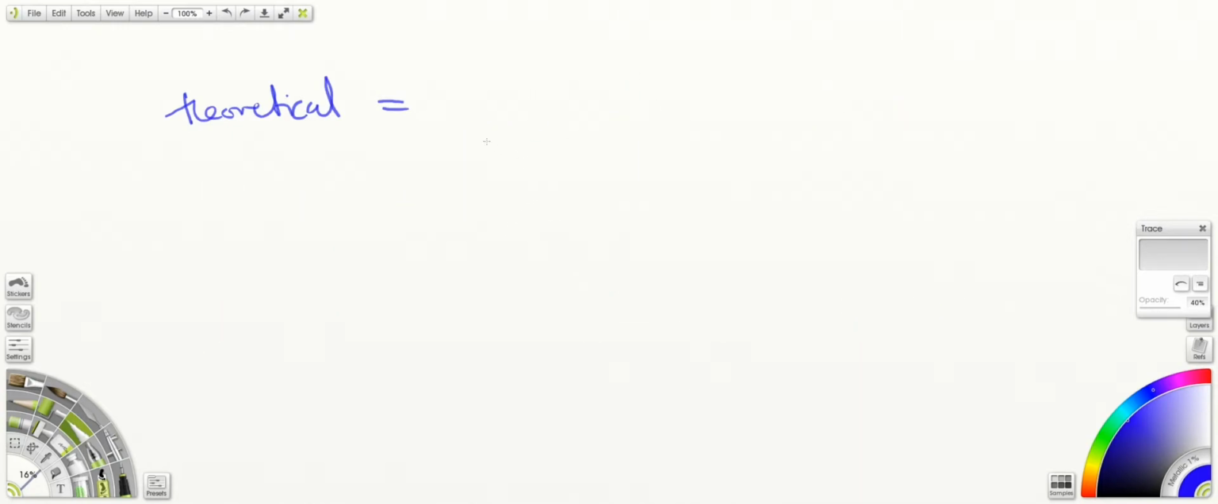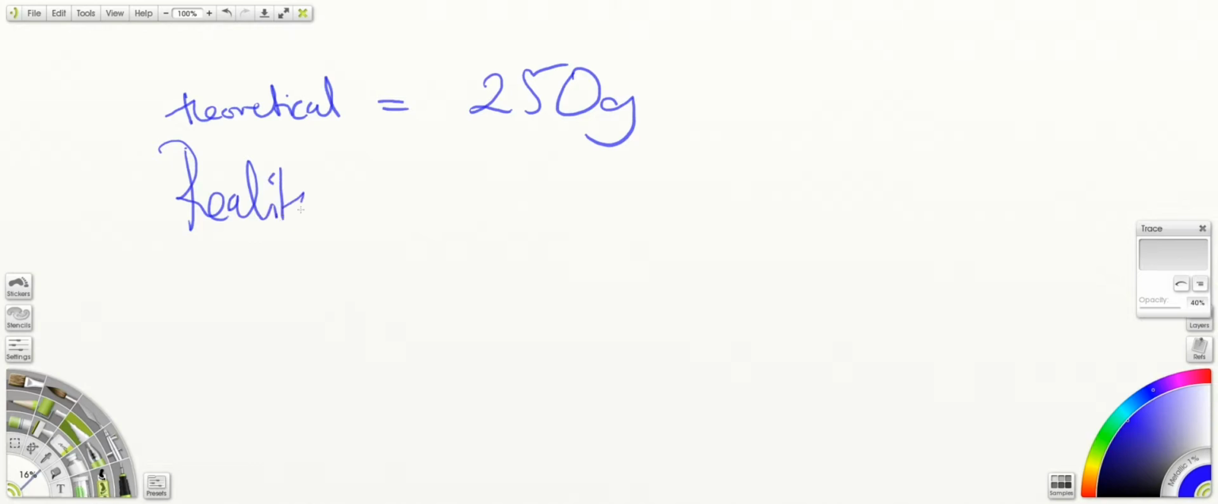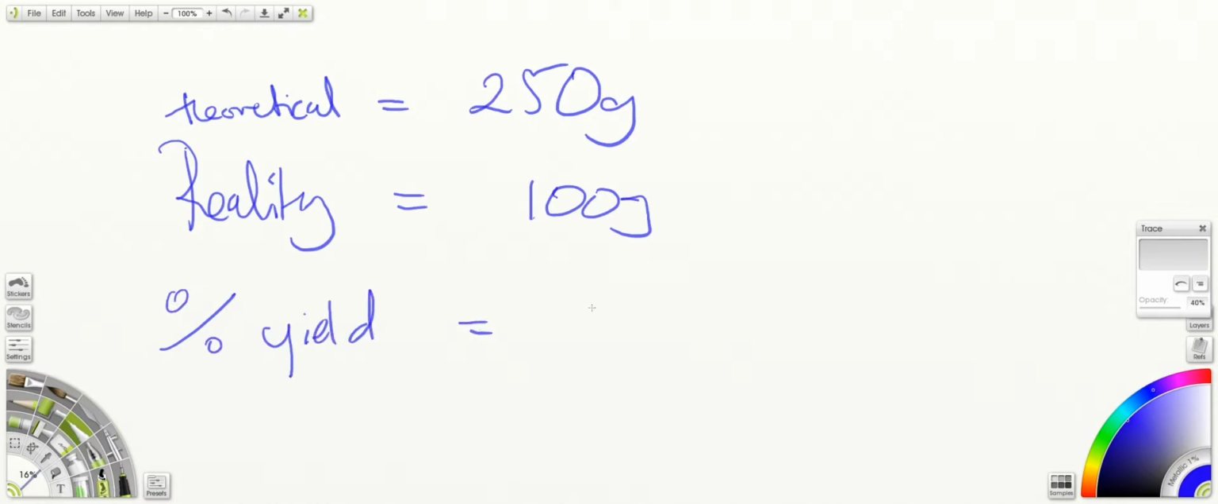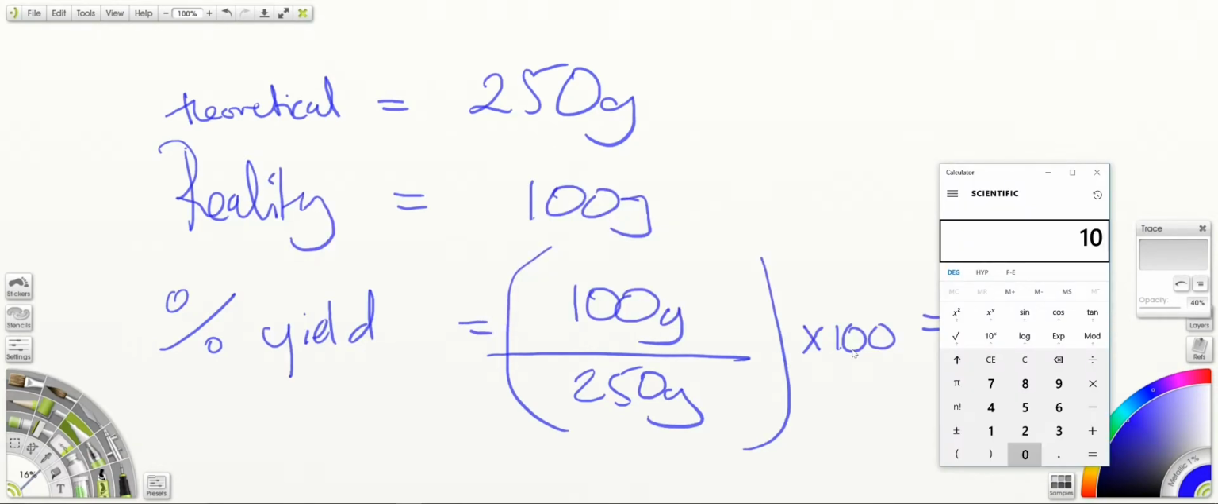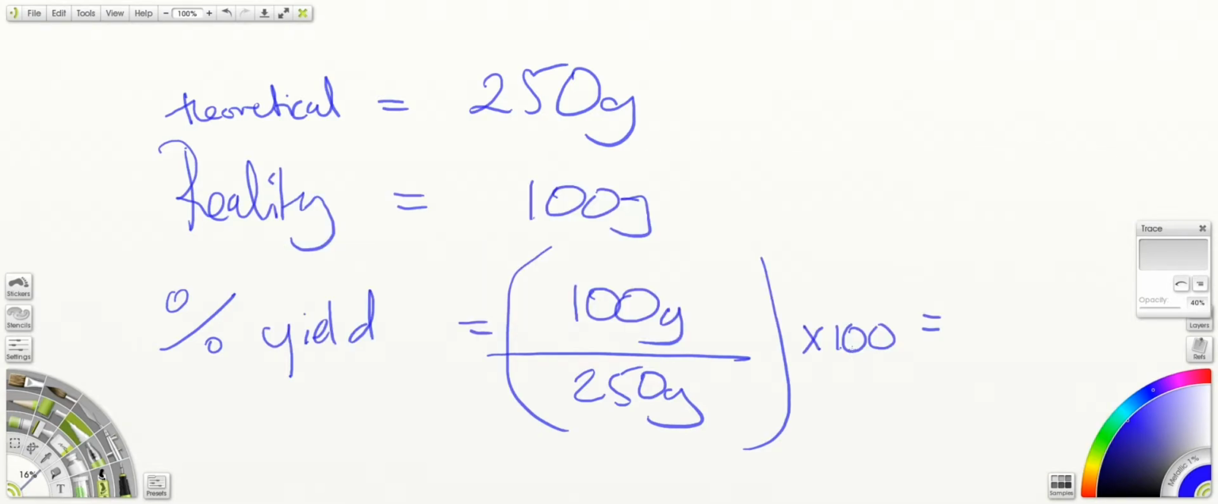So in theory, you've got something that should give you 250 grams of your product. However, in reality, it gives you only 100 grams. What is the percentage yield that you got? Well, it's the thing that you're interested in, which is the reality, divided by your 250 grams, and then you're gonna times that by 100. So it's going to be 10/25, which is, let's see, so it's 100 divided by 250 equals, and times that by 100, which is 40%.